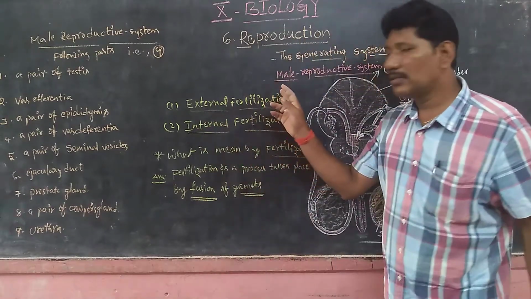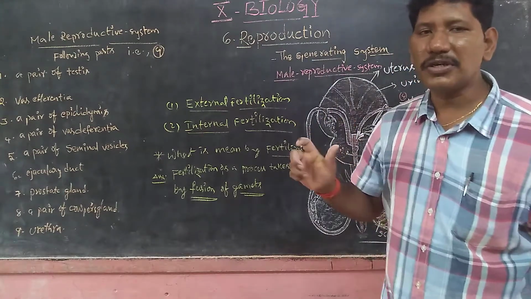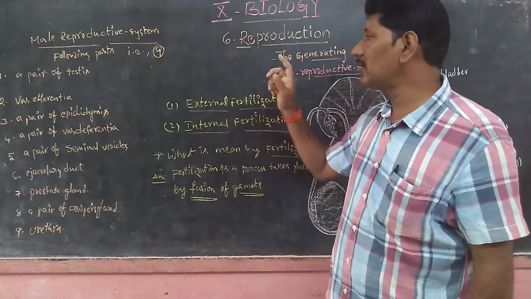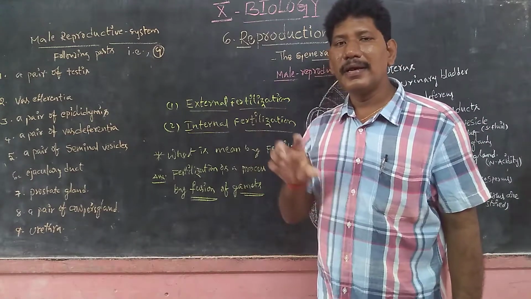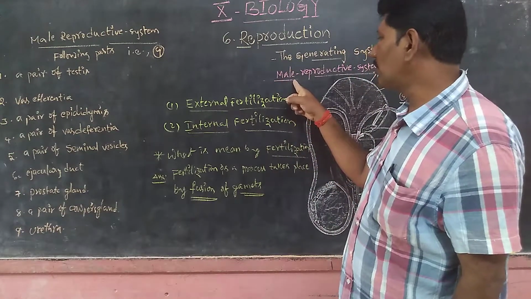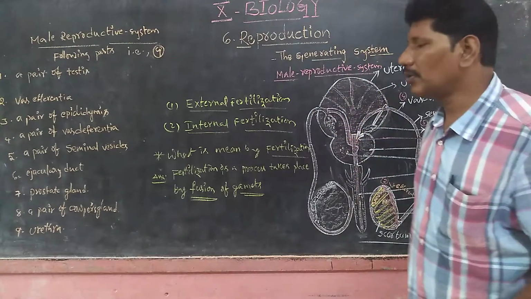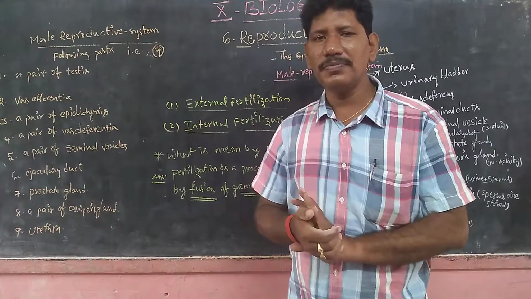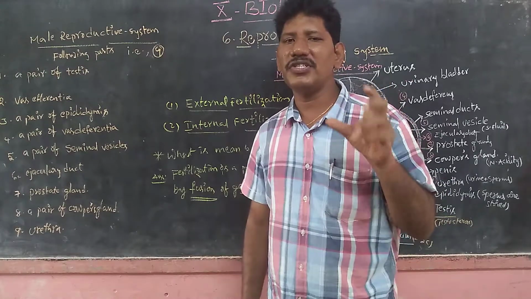Next we go to the major important topic, the placental mammal reproductive system. Apart from the sexual mode of reproduction, now we are discussing placental mammal reproduction. Today we are going to learn about the male reproductive system. The male is different from the female, showing sexual dimorphism. Mainly the male reproductive system consists of a pair of testes and a penis.